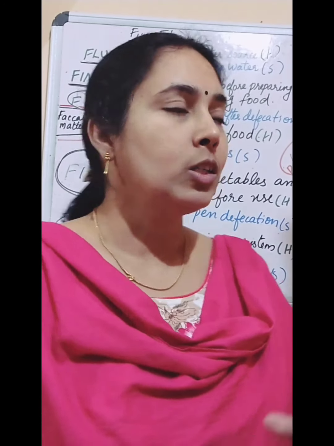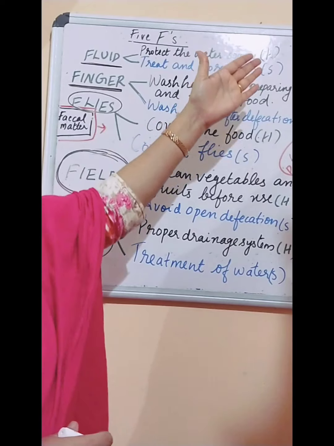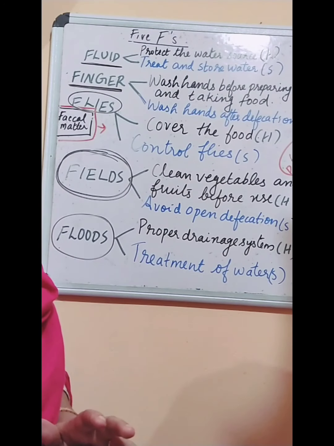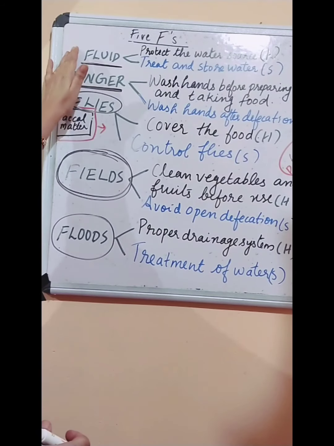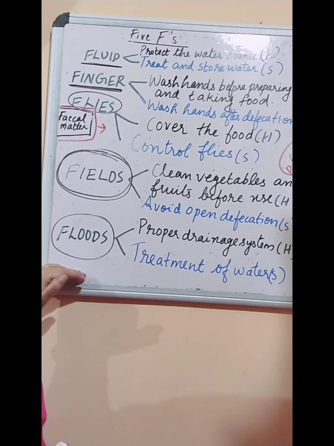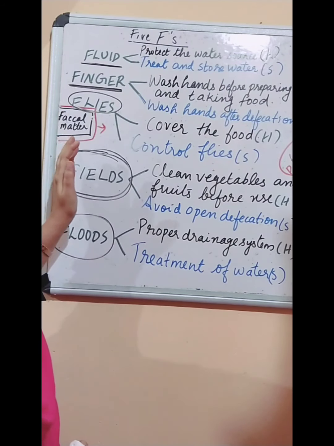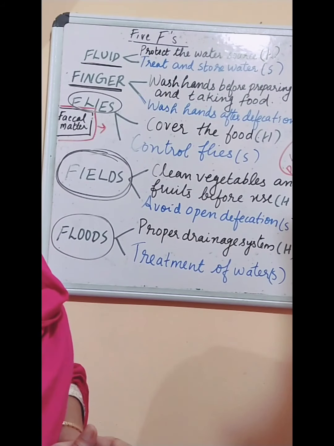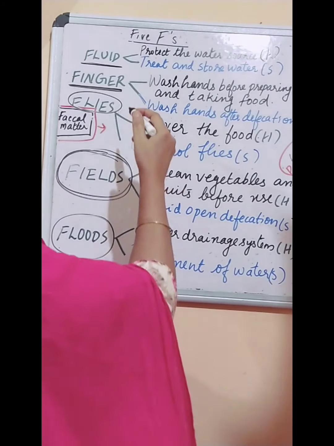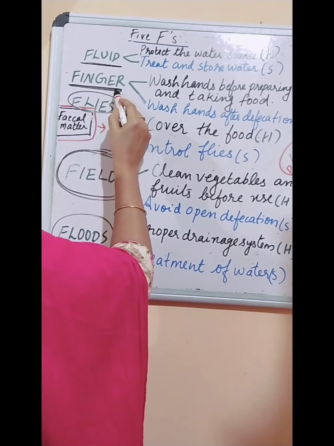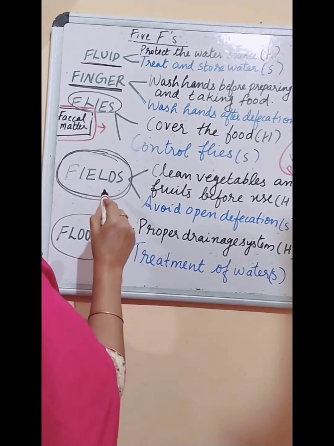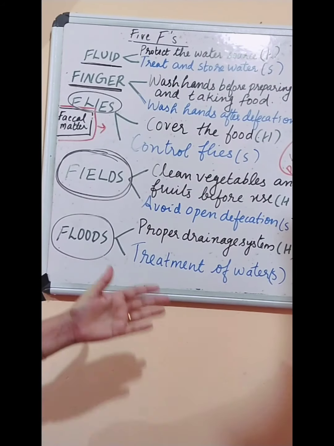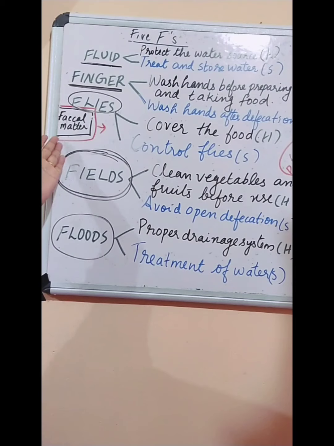Okay, is it clear? So by following these hygiene and sanitation, we can prevent the transmission of diseases from these 5 F's. And that person can become a healthy person also. So which are the 5 F's? Fluid, finger, flies, fields and floods. From where do the germs come? Germs come from the fecal matter.